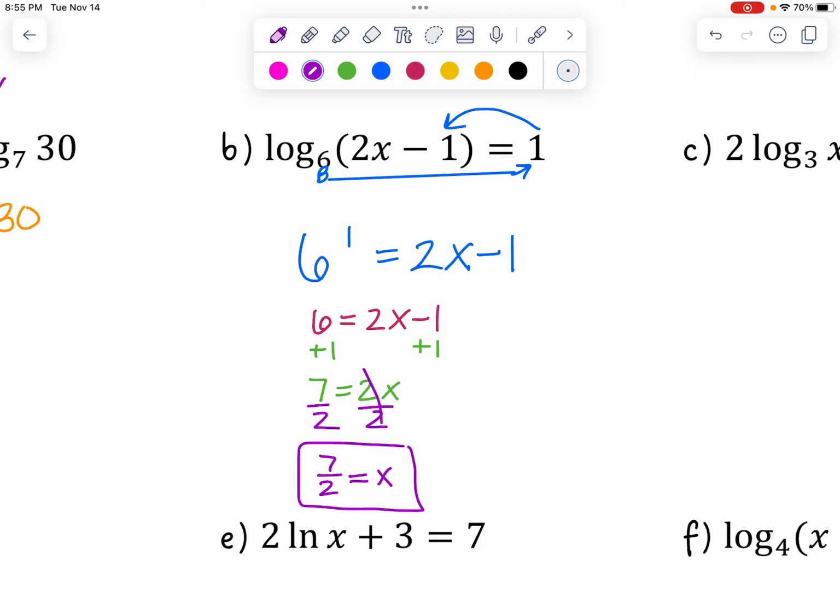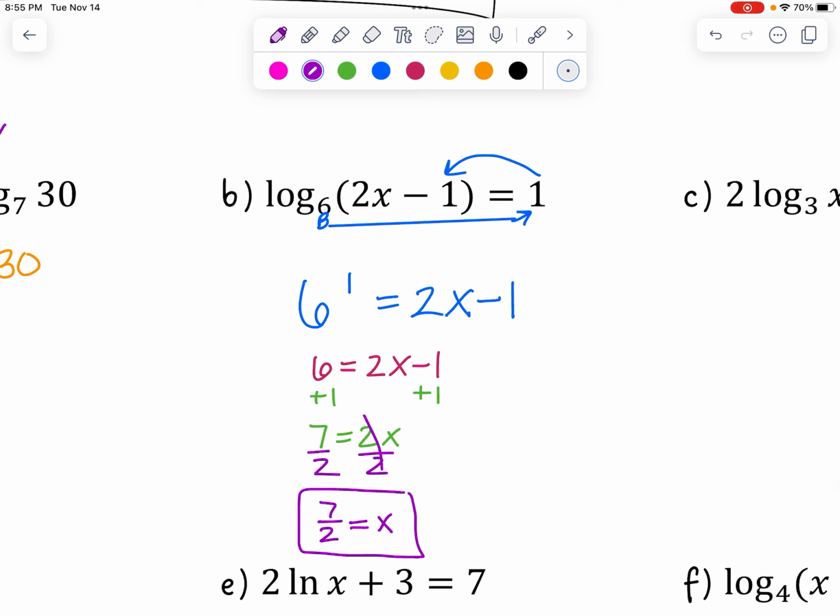Now we still need to be checking because this is a logs problem. So we're going to plug in 2 times 7 over 2 minus 1. 2 times 7 over 2 is 7, minus 1 is 6, and that is positive. So we are good.